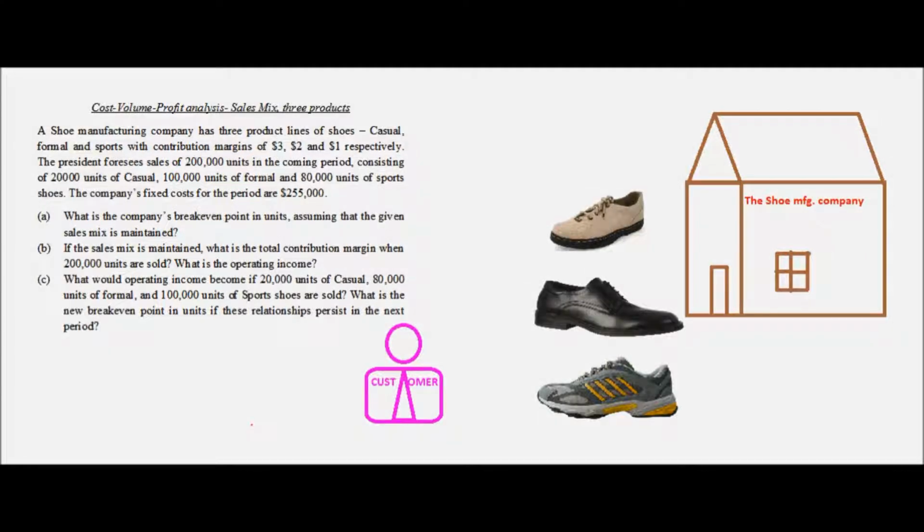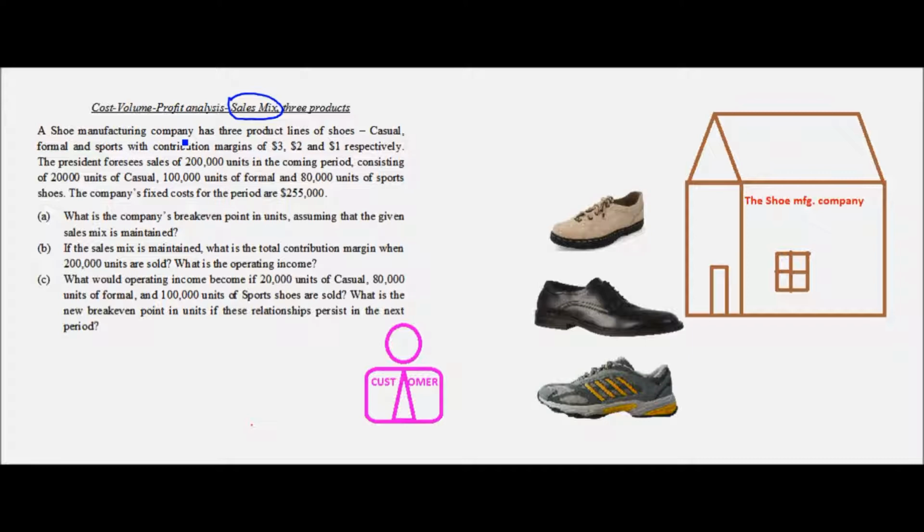Let us look at an example of cost volume profit analysis for a company with a sales mix of three products. Now, what is meant by the term sales mix? Sales mix is the relative combination of quantities of products that constitute the total unit sales. So we'll learn more about the sales mix as we go through this example.